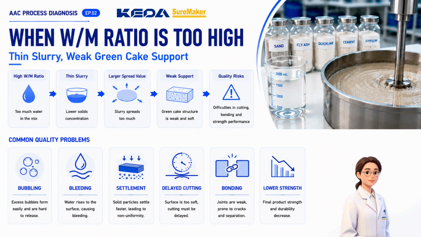The problem caused by excessive water-to-material ratio is often not that the green cake cannot rise. The real issue is that it cannot stand stably. If these problems appear on site, we need to check whether the water-to-material ratio is too high, or whether the fineness and water demand of the original slurry have changed.